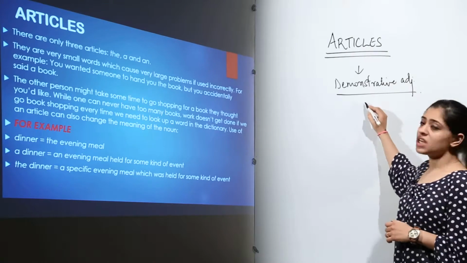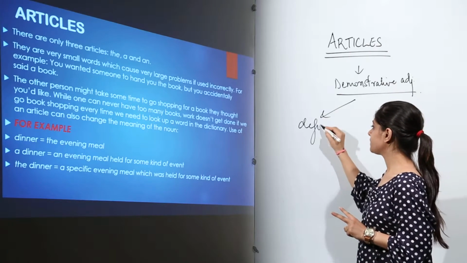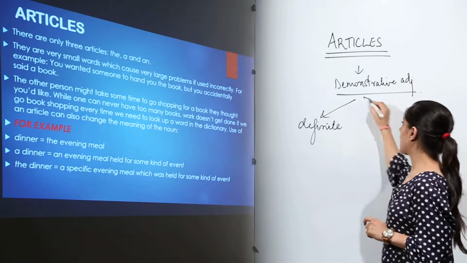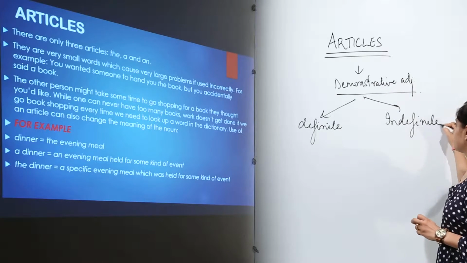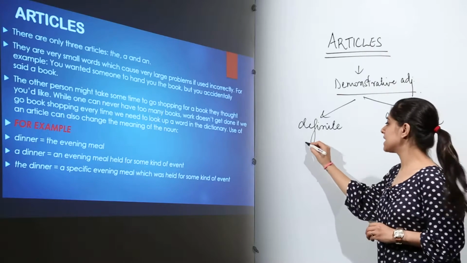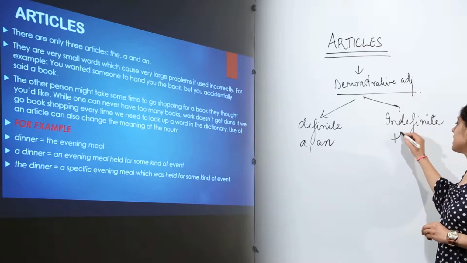Now these demonstrative adjectives are of 2 types. One is definite, the other one is indefinite. Definite is a and an, indefinite is the.